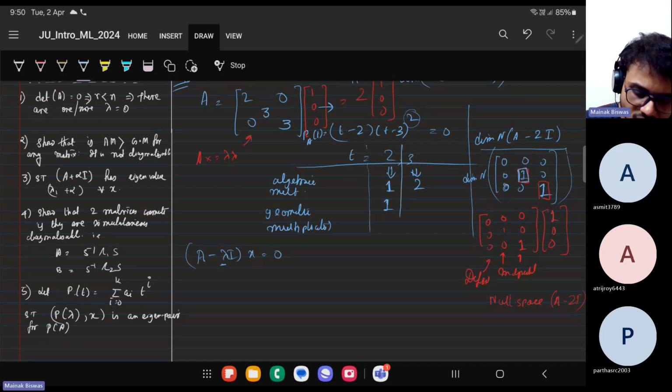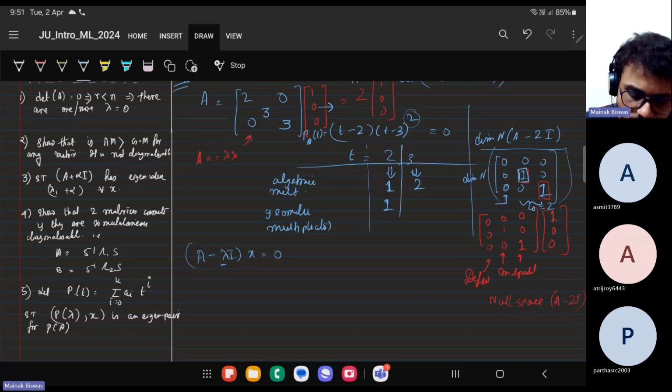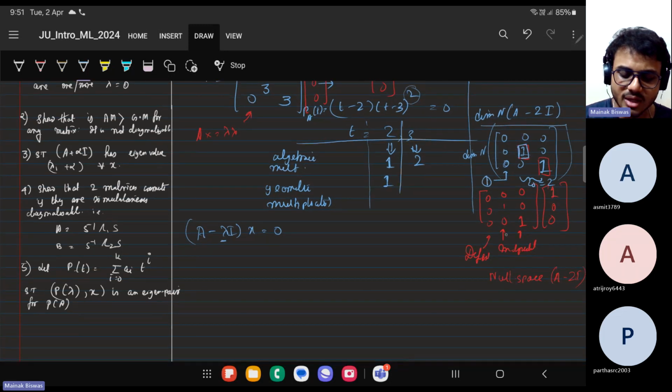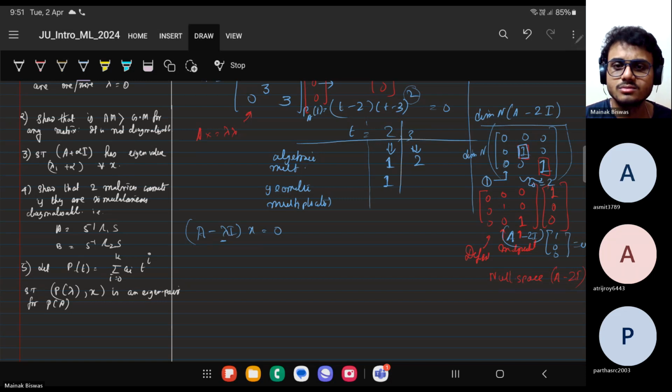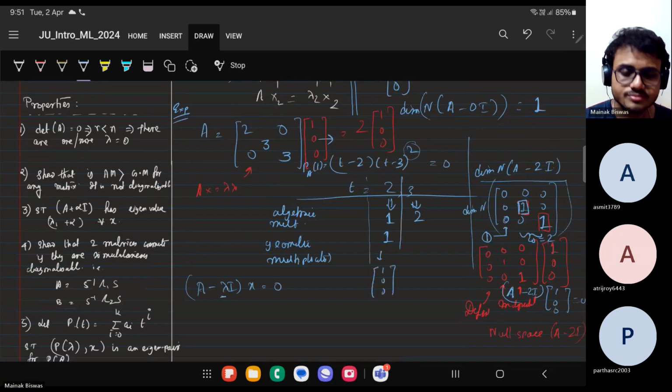Yes. The dimension of the column space is 2, and the dimension of the null space is 1. Do you agree that if I multiply (1, 0, 0) with the matrix A minus 2I, it is 0? Yes or no? Yes. If you are told to find the eigenvector, you can find it this way. So what does it mean? That (1, 0, 0) is the eigenvector corresponding to 2.